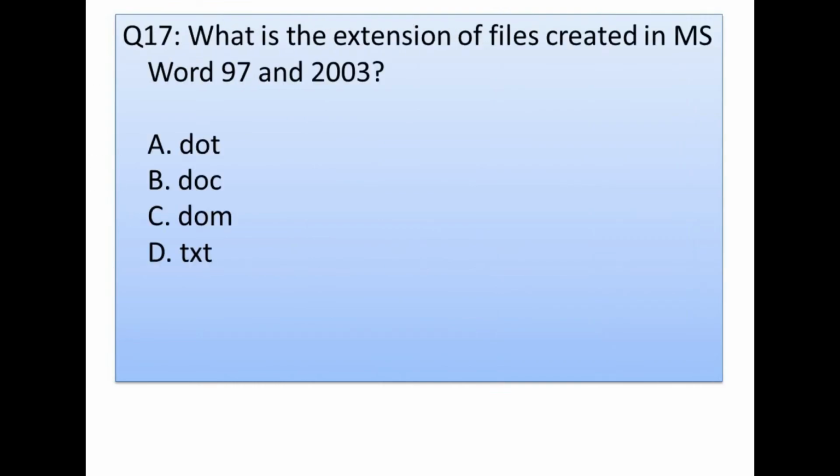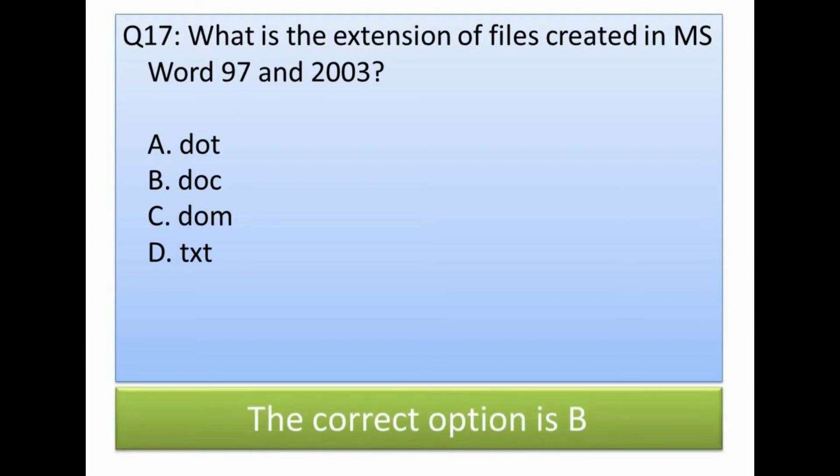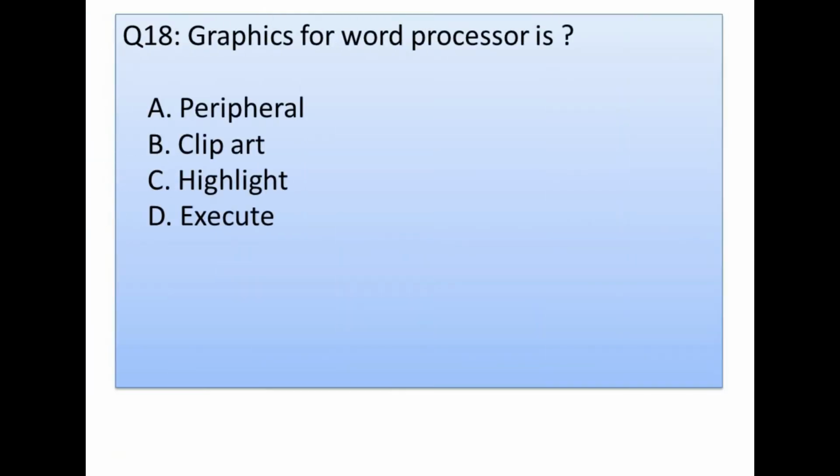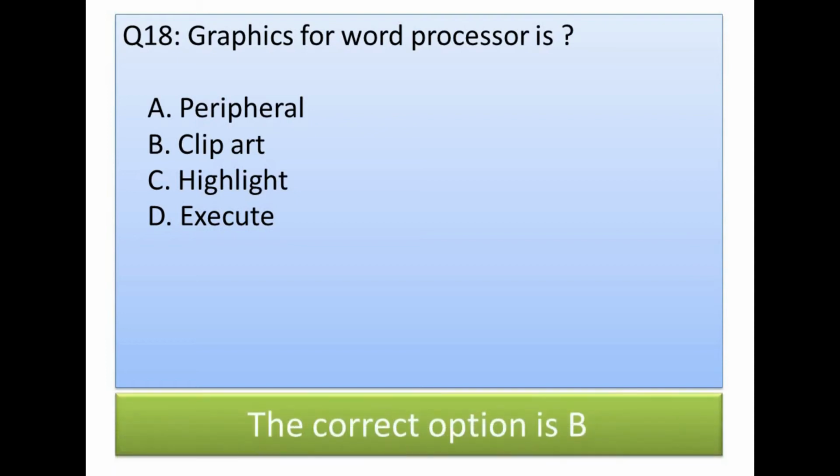What is the extension of files created in MS Word 97 and 2003? Dot doc, dom, text. So the correct option is B. Graphics or word processor is peripheral, clip out, highlight, execute. So the correct option is B.